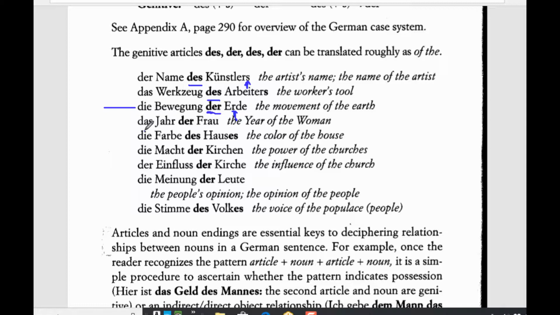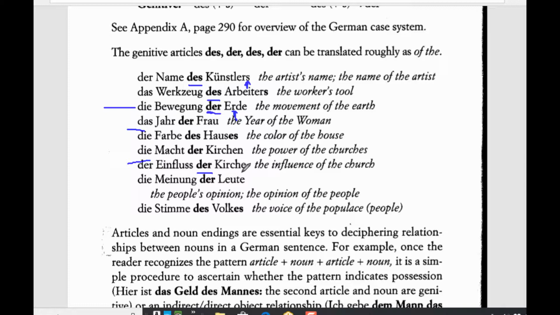How about die Farbe des Hauses? Die Farbe des Hauses. And why is it es instead of just s on the end of the house? Because you can't add an S to the end of a word that already ends in an S. Therefore, you pick up an additional E. I couldn't have said it any better. That's great. Okay, der Einfluss der Kirche. Der Einfluss der Kirche. And this is der because?